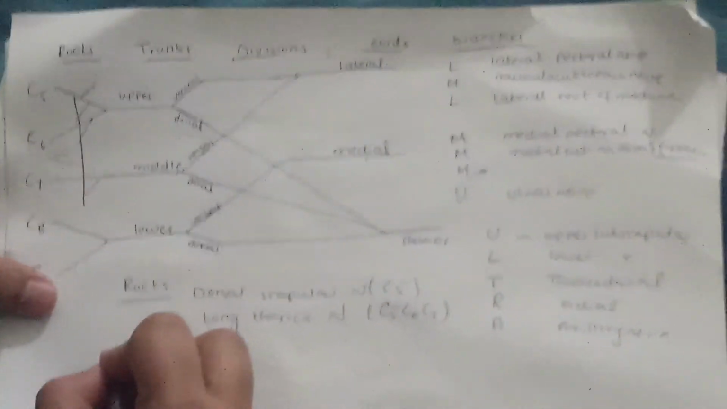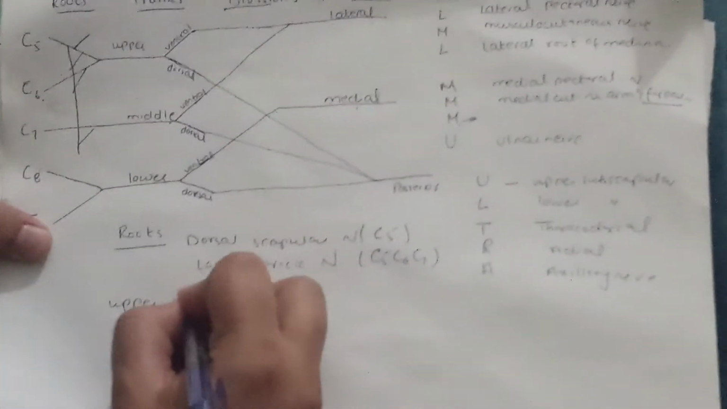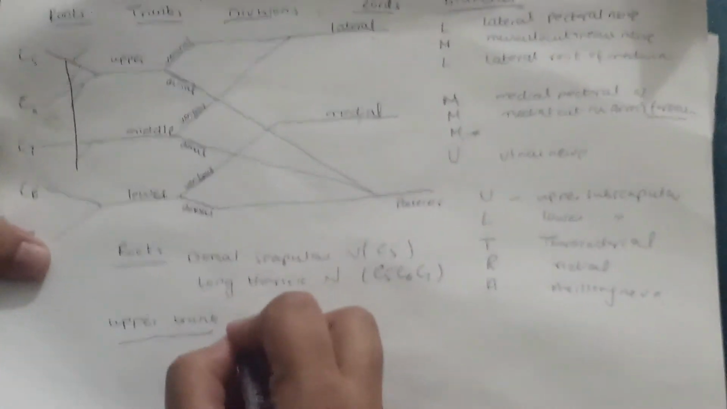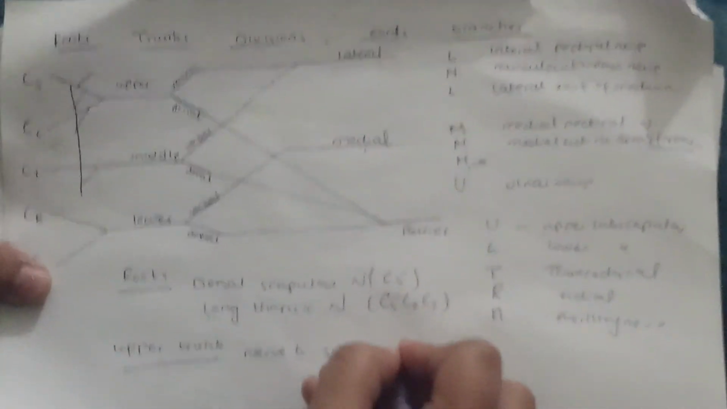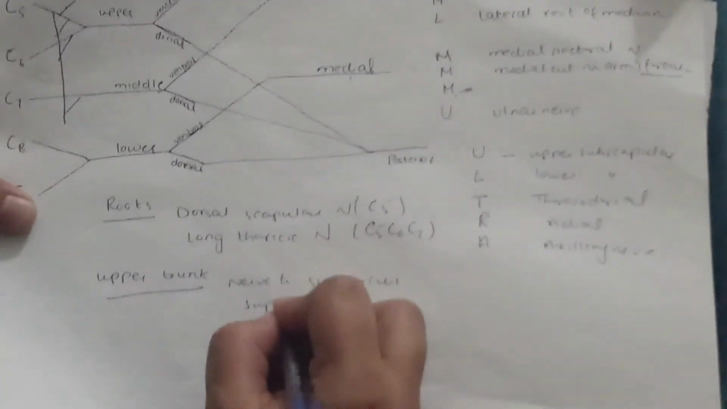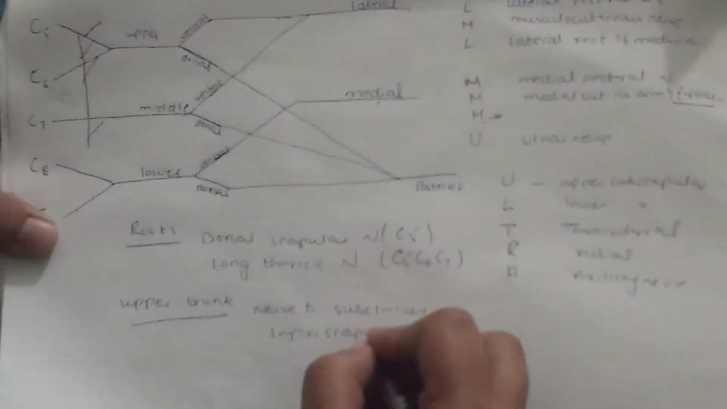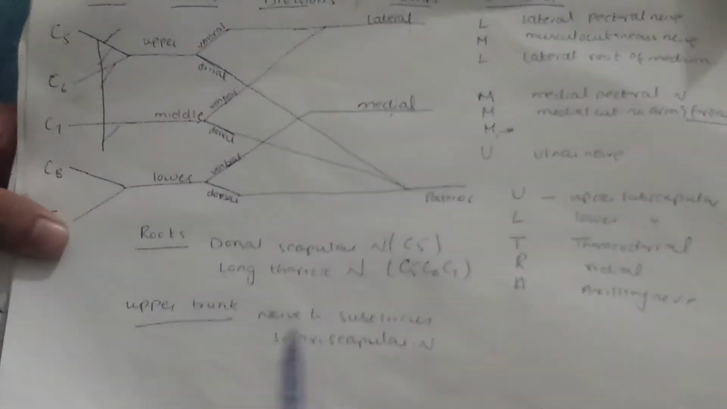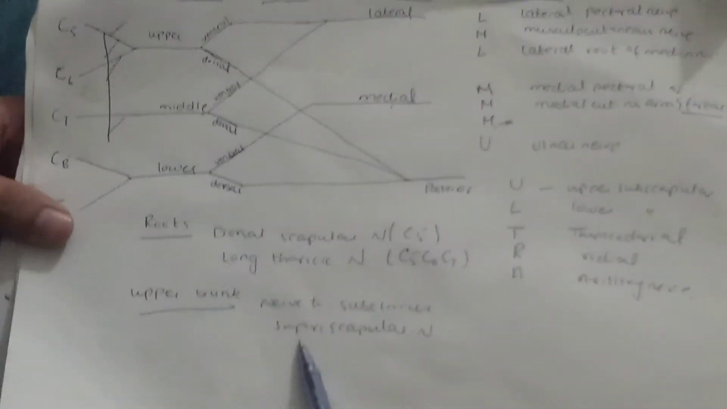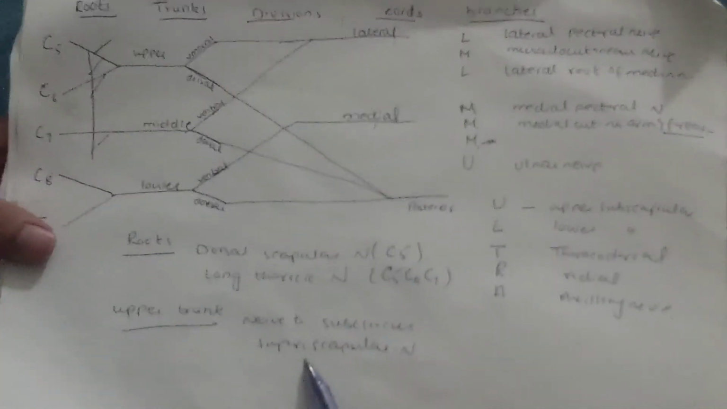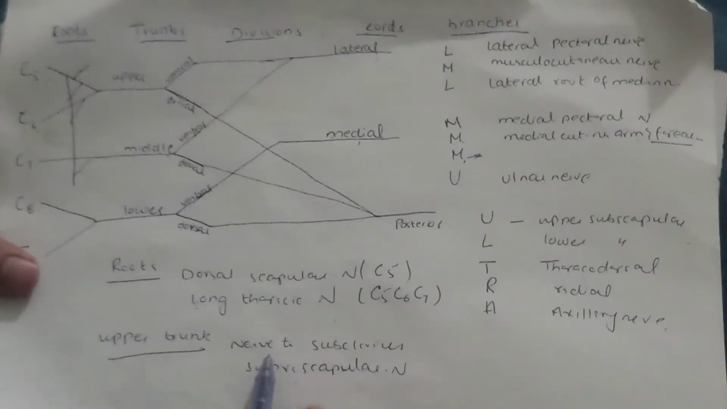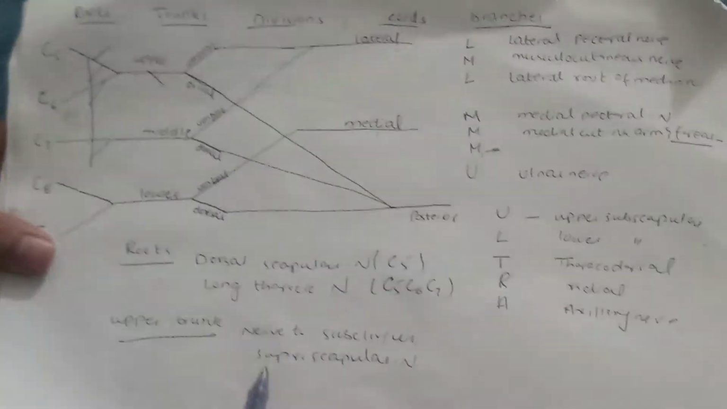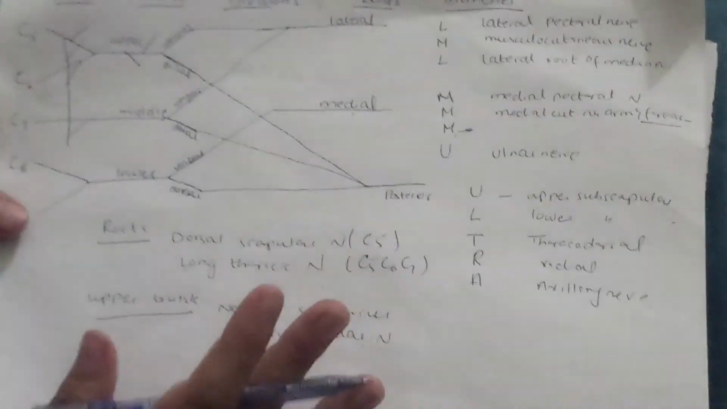Then branches from the upper trunk are also there. These are nerve to the subclavius and suprascapular nerve. These are the two branches from the upper trunk: nerve to subclavius and suprascapular nerve. This is the upper trunk, so the nerve to subclavius will be here, while the suprascapular nerve will be here. I hope this is clear to you.